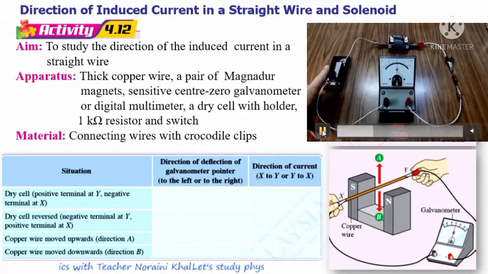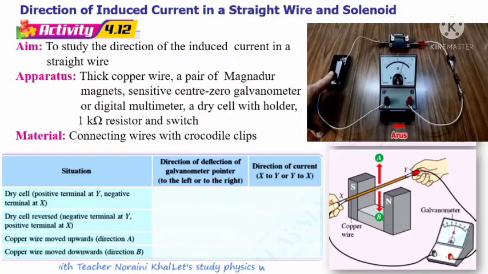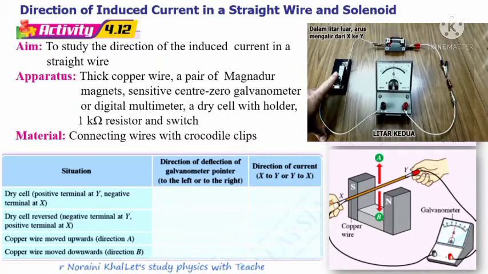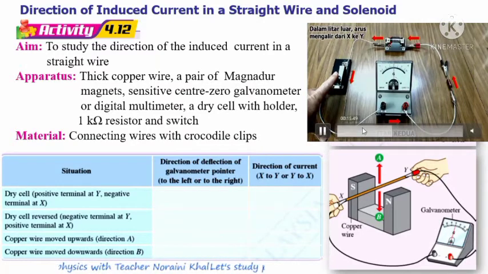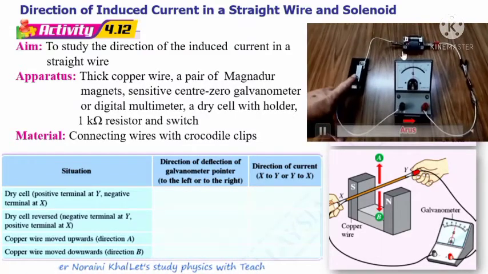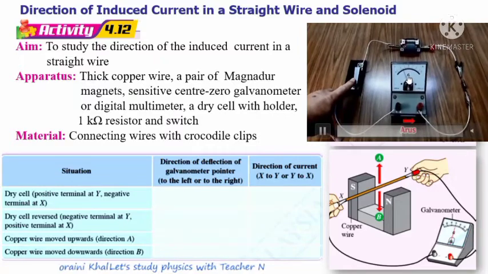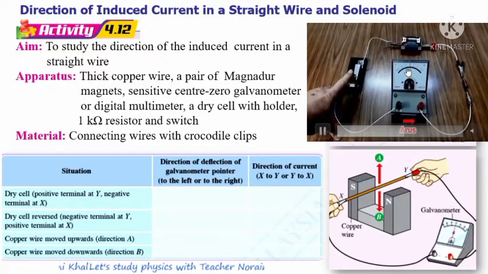What happens if the battery is reversed? Now Y is negative, X is positive. Observe what happens to the galvanometer pointer when the switch is on. Of course, the current will flow from positive to negative in the external circuit. How about in the battery? It will flow from Y to X. When it flows from Y to X, the pointer of the galvanometer will deflect to the left.